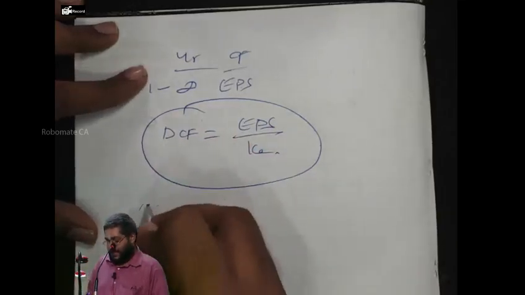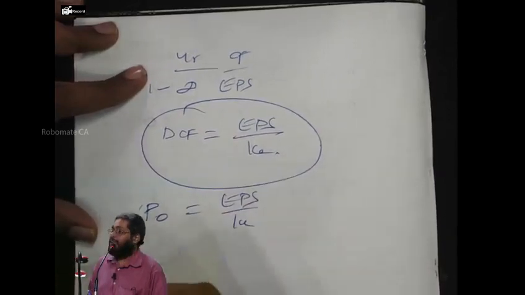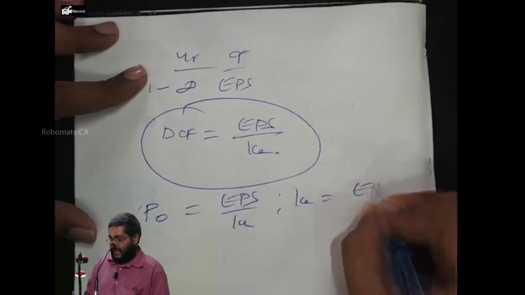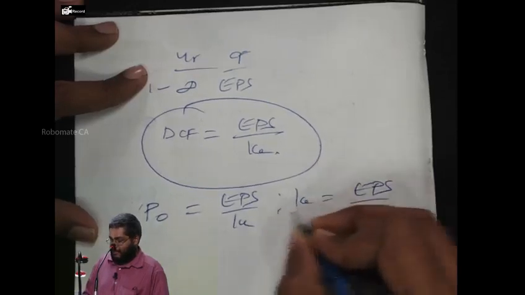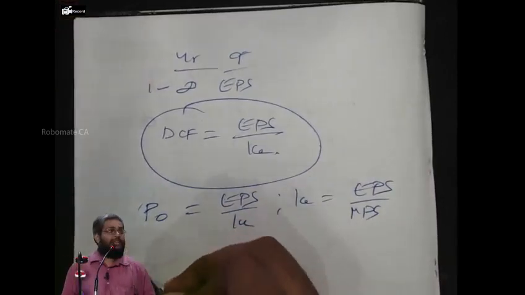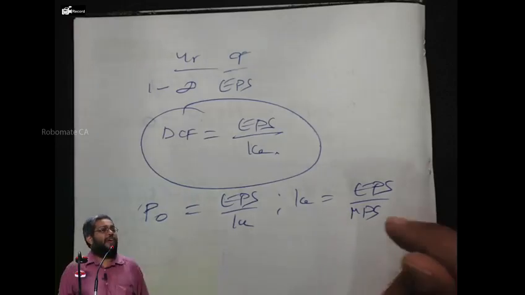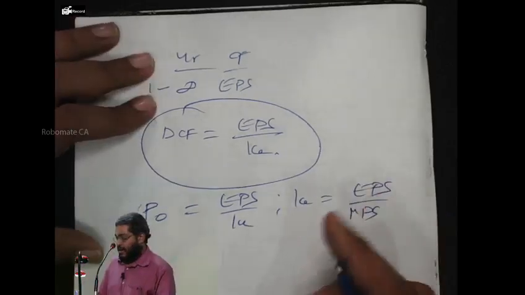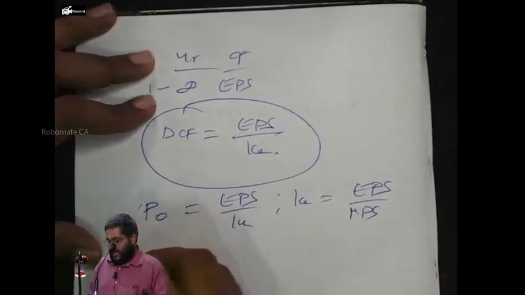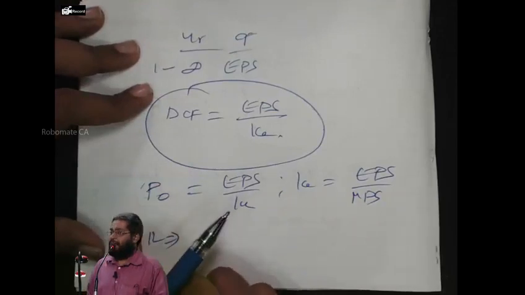Now, very simple. P0, the value of the share today, is EPS divided by KE. Right or not? Now, what is KE? EPS divided by P0. P0 we can also call MPS, the price of the share today. So KE is equal to EPS divided by MPS. That gives me the KE formula. Now, we know the price earnings ratio. Very simple: price divided by earnings.